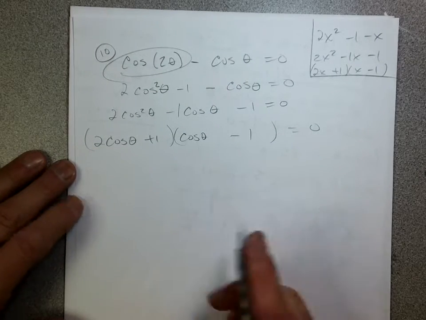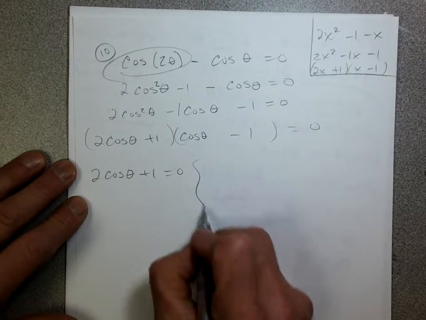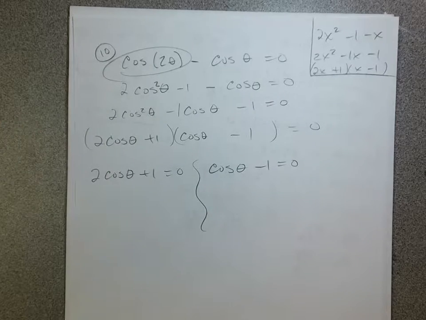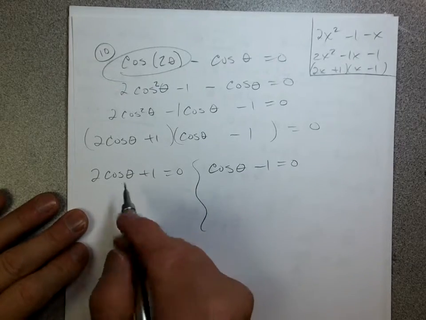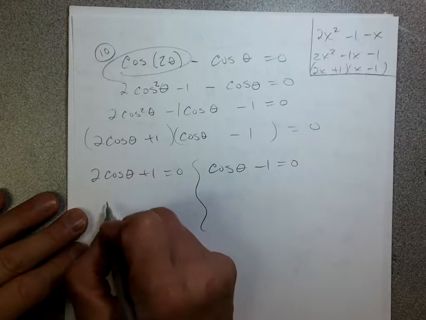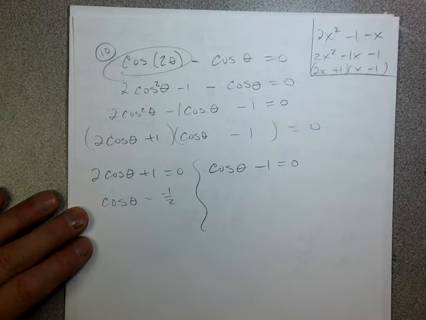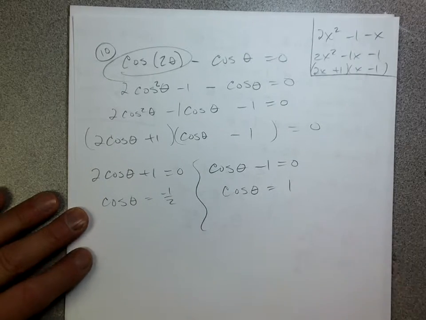I got my two little parts, so I'm going to go, okay, 2 cosine theta plus 1 equals 0, and cosine theta minus 1 equals 0. So I'm setting both equal to 0, right? Okay, I have it factored, set them both equal to 0, and then solve, right? So I'll bring over the 1 and divide by 2. So I have cosine theta equals negative 1/2, right? Bring over the 1, I'll have cosine theta equals 1, okay?